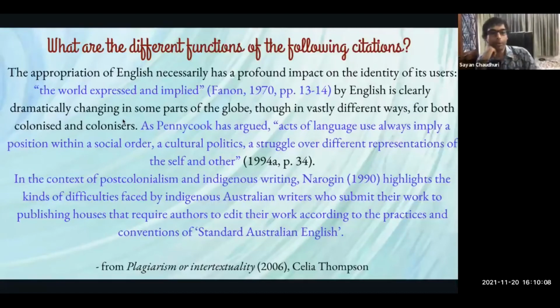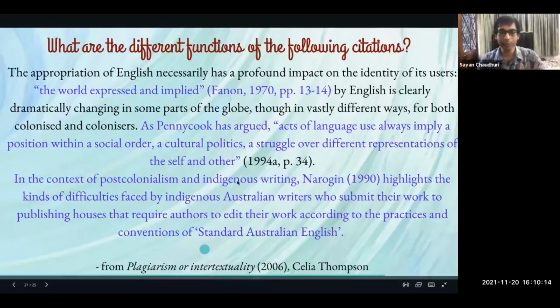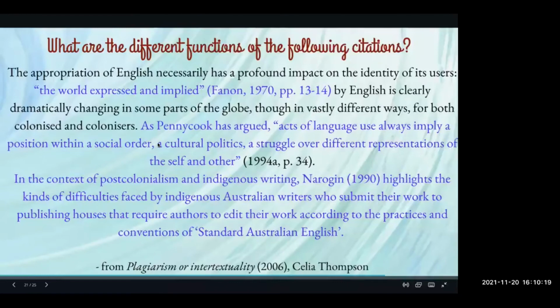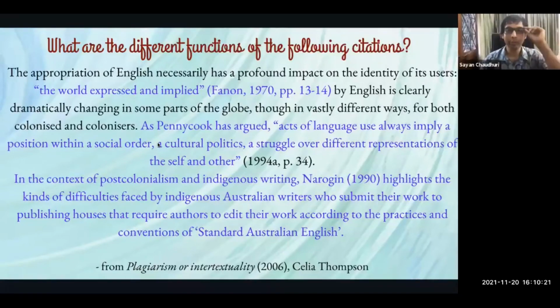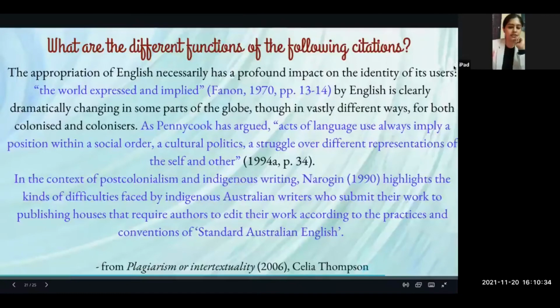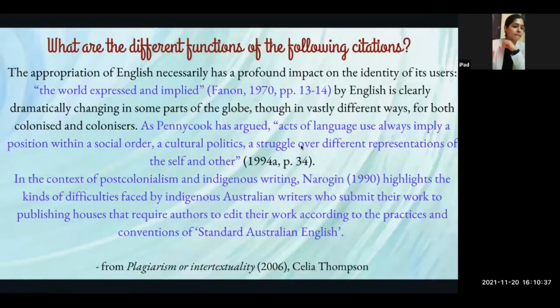Why do you think this quote has been used? What is the point of it? Anything that comes to your mind, put it down. Shweta, I'll come to you. Maybe some of you can put it down on chat. I'm not able to see the chat box at the moment. One second. There's no response at the moment. Okay, Shweta, go ahead.